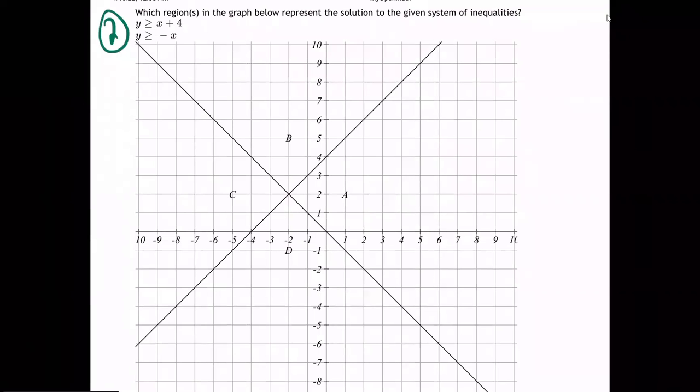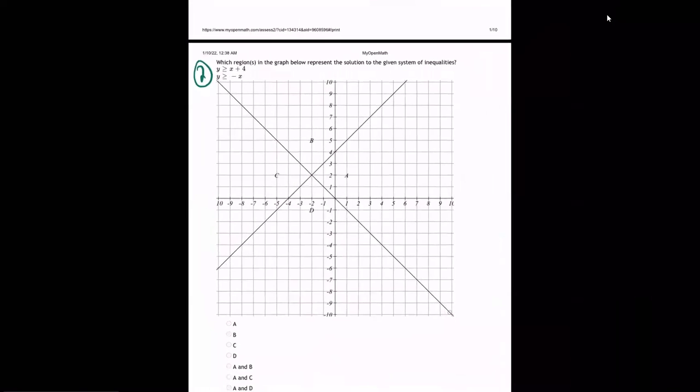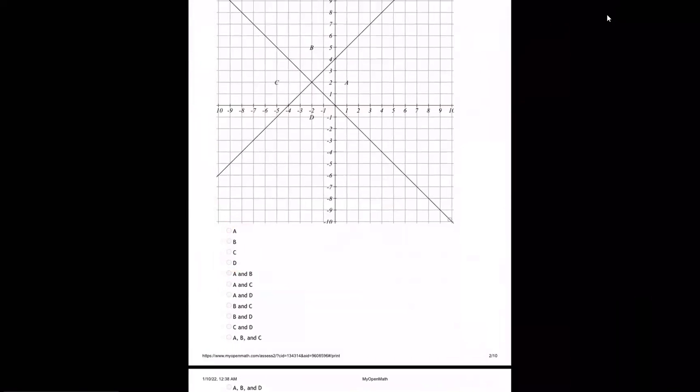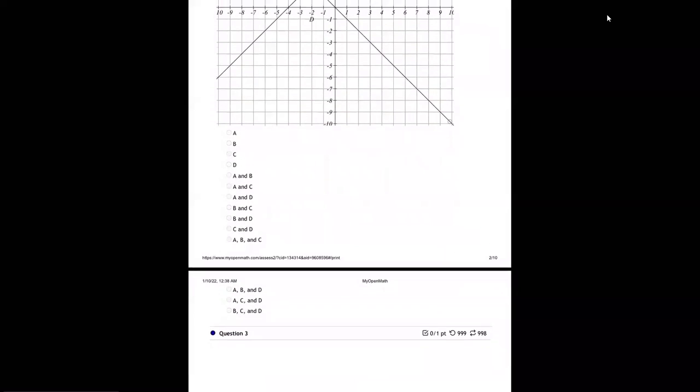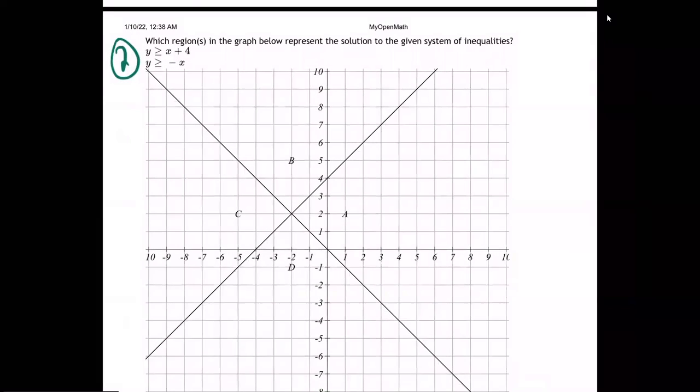Okay, so on this question, they're asking which regions in the graph below represent the solution to the given system of inequalities. They're giving us a couple of lines here, and they're asking which region, A, B, C, or D, or maybe a couple of them, are the solutions. Down here you can go A, B, C, or D, or A and B, A and C, there's a million different options. So where's the answer? How do you know?